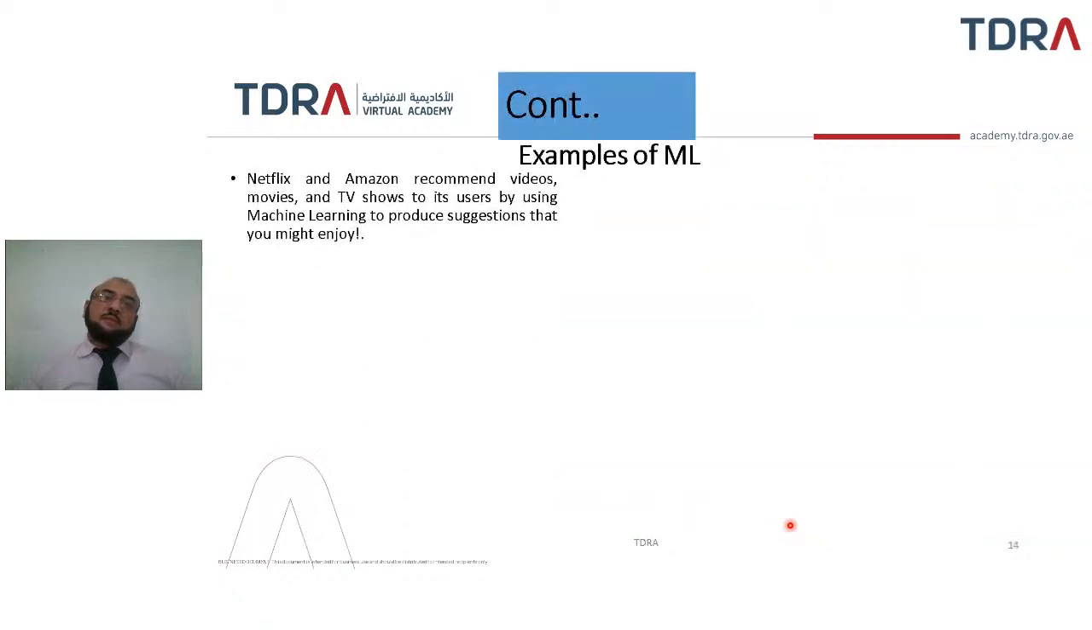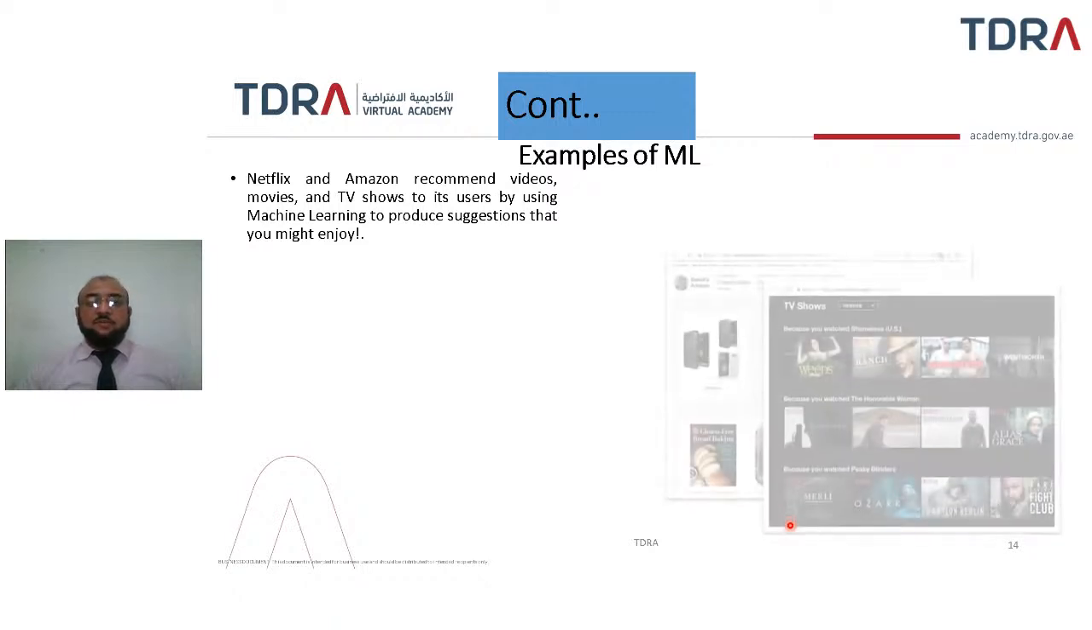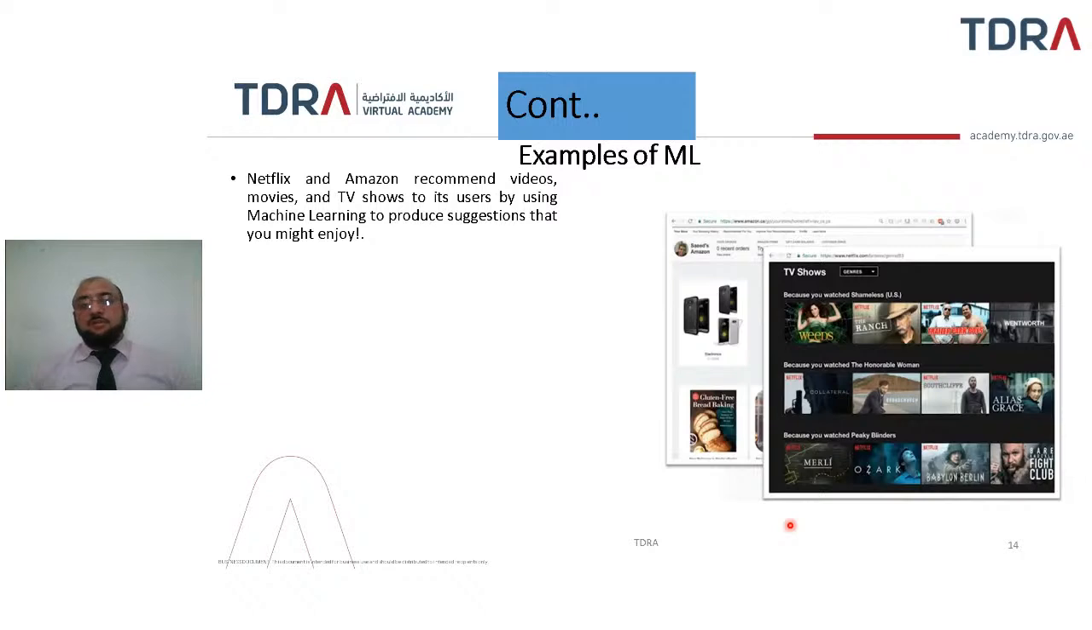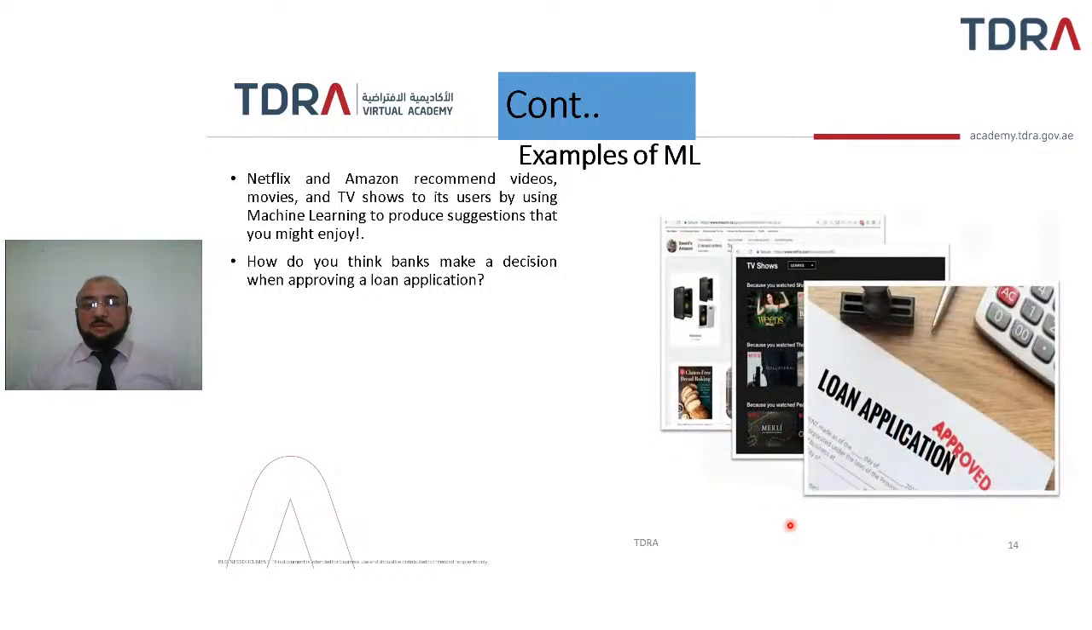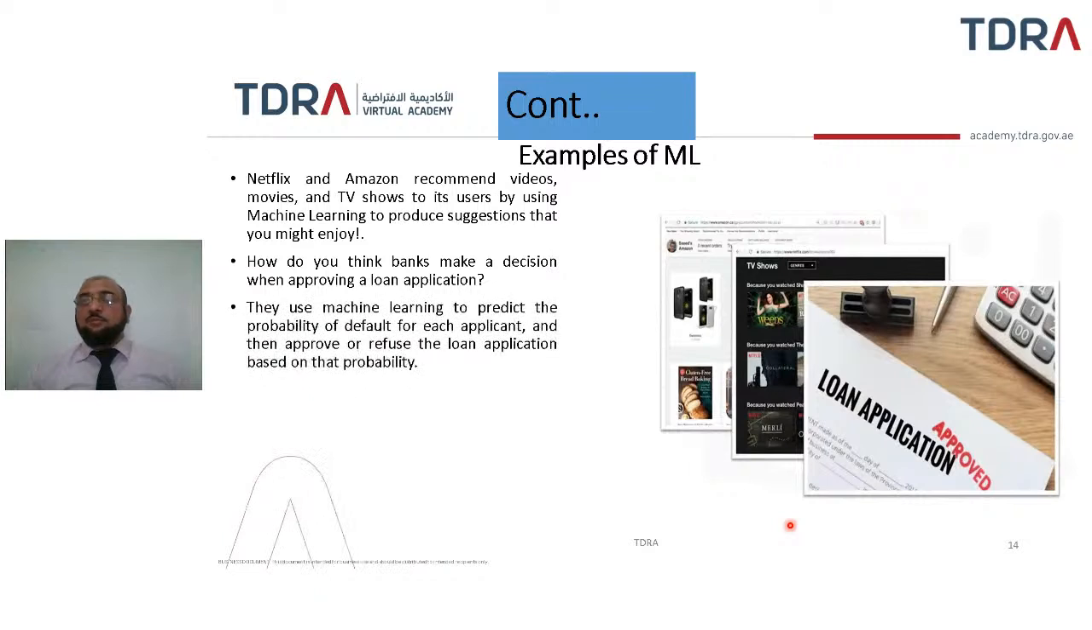Examples of machine learning: Netflix and Amazon recommend videos, movies, and TV shows to their users by using machine learning to produce suggestions that you might enjoy. How do you think banks make a decision when approving a loan application? They use machine learning to predict the probability of default for each applicant and then approve or refuse the application, based on that probability.